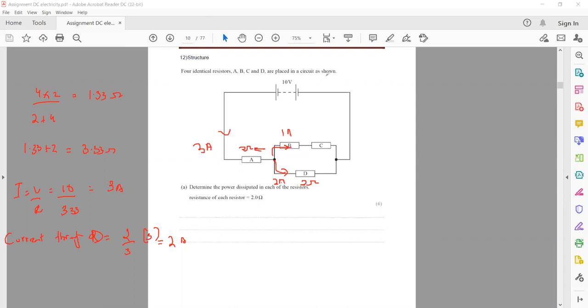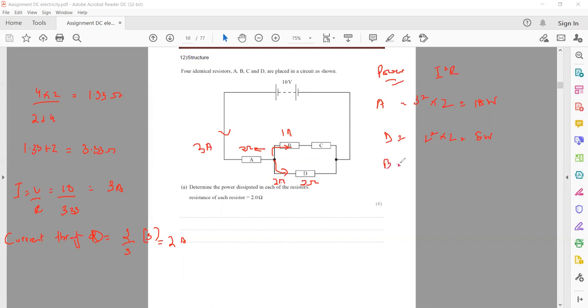And then we'll find the power for each. For A, for power we'll use I squared R. So for A it will be 3 squared multiplied by 2. 3 squared is 9 multiplied by 2, that's equal to 18 watts. For D it is 2 squared multiplied by the resistance, that's 2. 2 squared is 4 multiplied by 2, so that is 8 watts.